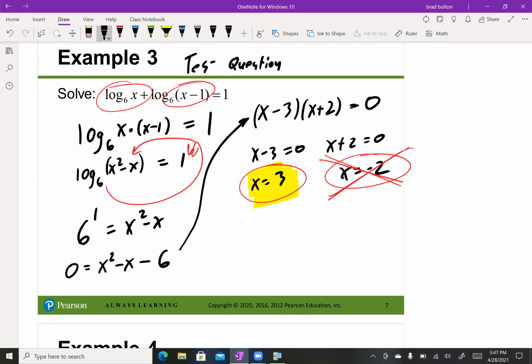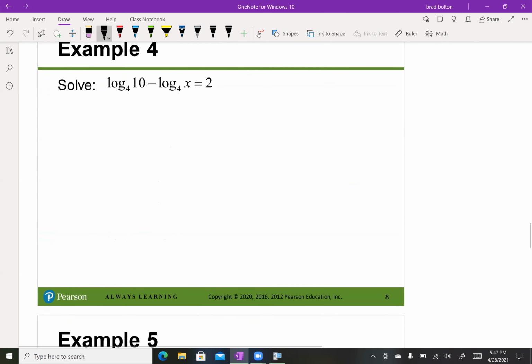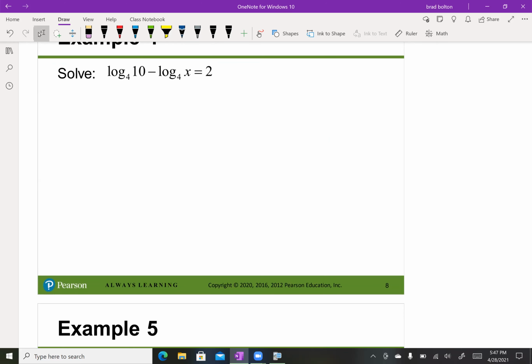Okay, so this is a test question. This is a really good test question. This is something you are for sure going to see on the exam. And there's good practice in the homework as well on these. Now why don't you guys pause the video and try this one real quick.